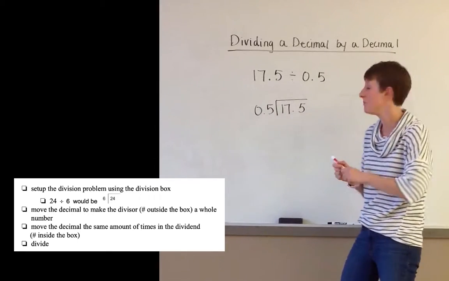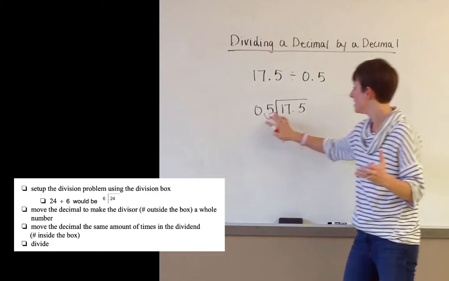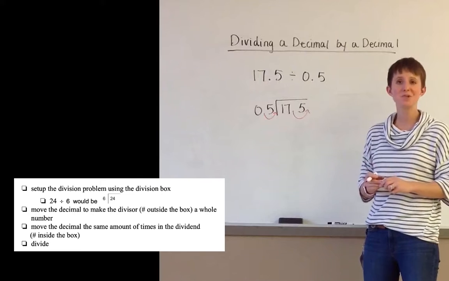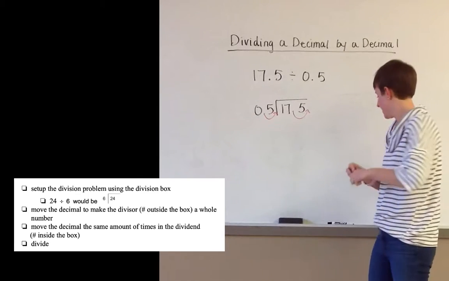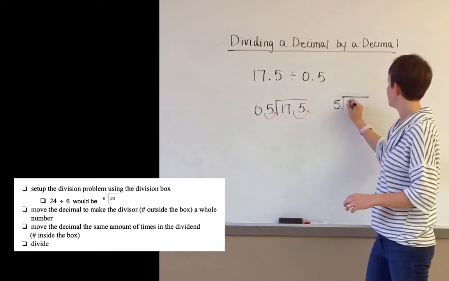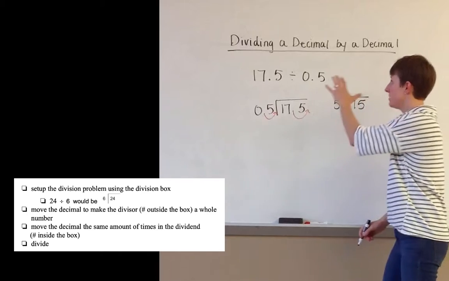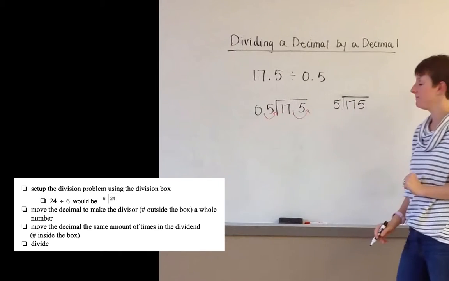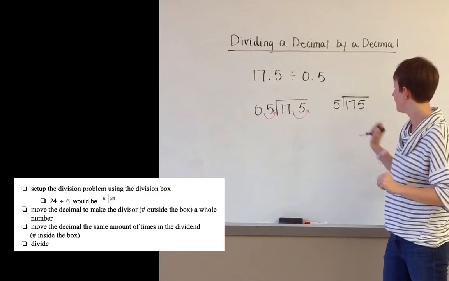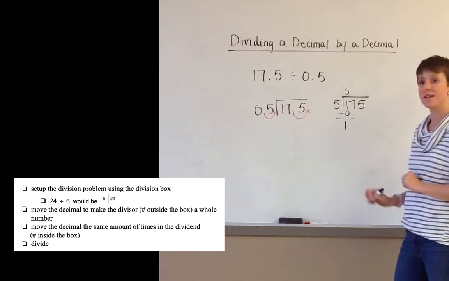So we can use our knowledge of power of tens. Move the decimal 1 time to make it a whole number. Since I moved the decimal once here, if I move it once here, my division problem is going to work out nicely. So I can rewrite it as 5 goes into 175. This quotient is going to be the exact same thing as this quotient. So then dividing it out, I have 100, one of them, to divide into 5 groups. There's going to be 0 in each group. That 100 is left over.